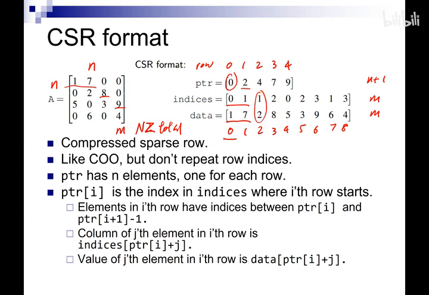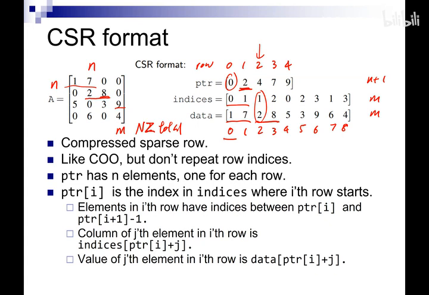For row 1, we're going to store the data 2 and 8, so that's being stored over here, and this starts at index 2. That's what this 2 means. It means that if you want to look at the data for row 1, go to index 2 in both the data and indices arrays.